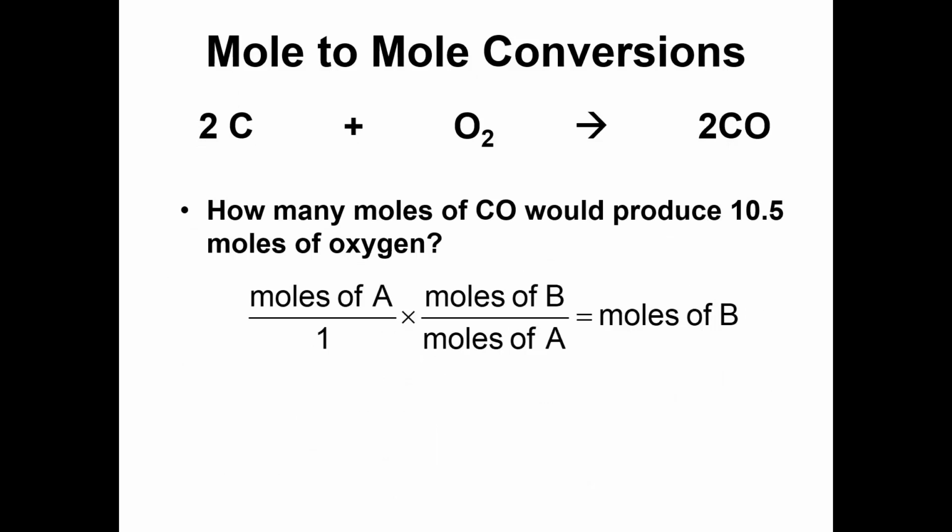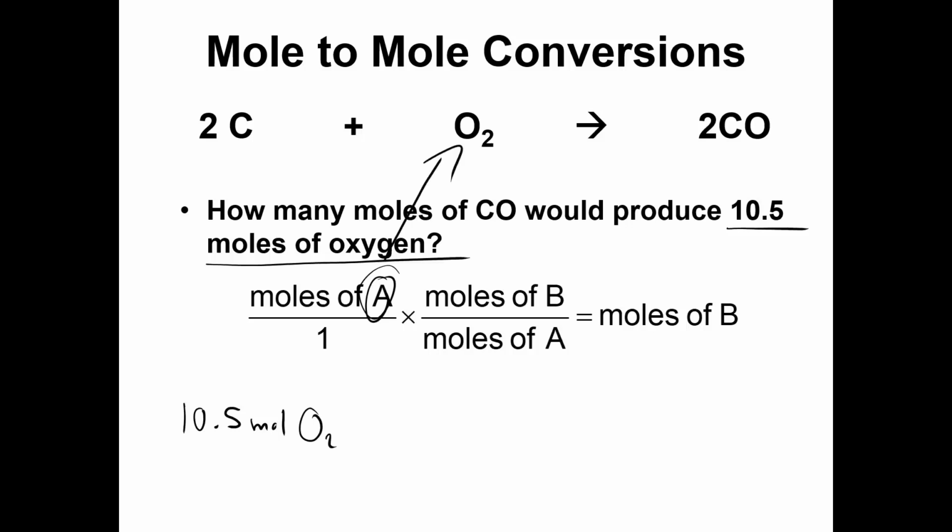Let's mess around with that a little bit, okay? So here we have that same reaction, and I'm asking how many moles of carbon monoxide would be produced by 10.5 moles of oxygen. So this is a mole to mole conversion, right? So you're given moles of A here. In this case, you have 10.5 moles of oxygen. That's A, O2, in this case here, right?